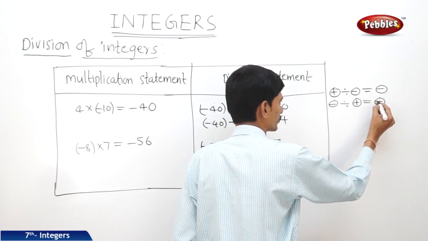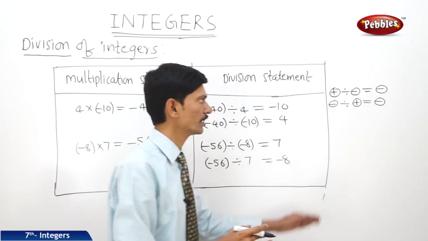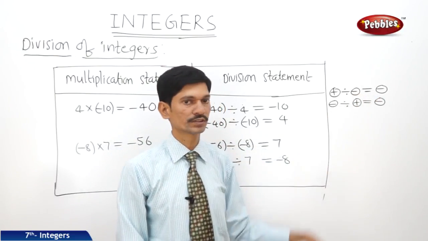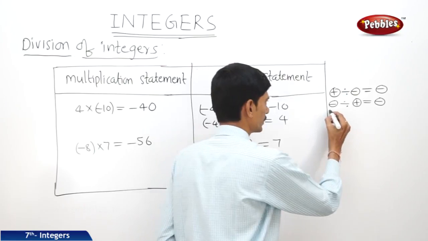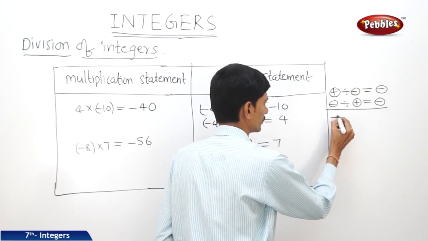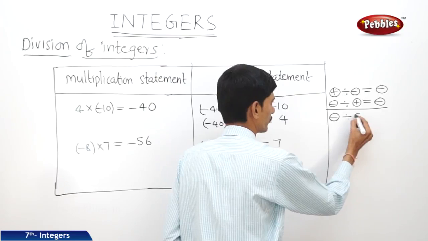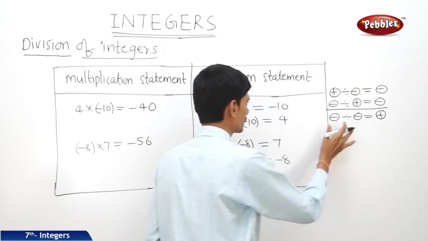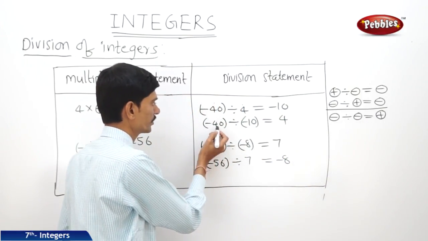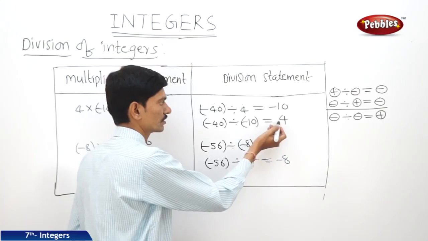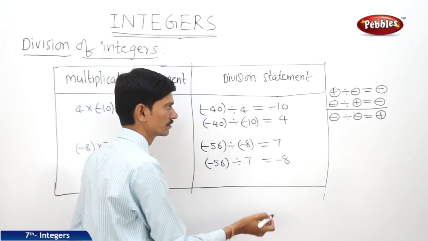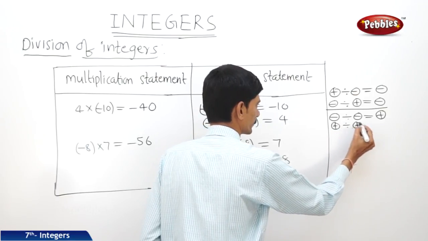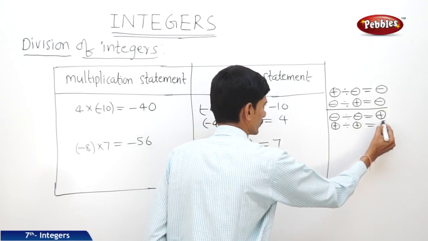So we divide the integers as we divide the whole numbers, and we write the minus sign for the quotient. Now when a negative integer is divided by a negative integer, we get the quotient as a positive integer. This can be observed: when minus 40 is divided by minus 10, we get the quotient as a positive integer. Or when a positive integer is divided by a positive integer, obviously we get the quotient also as a positive integer.